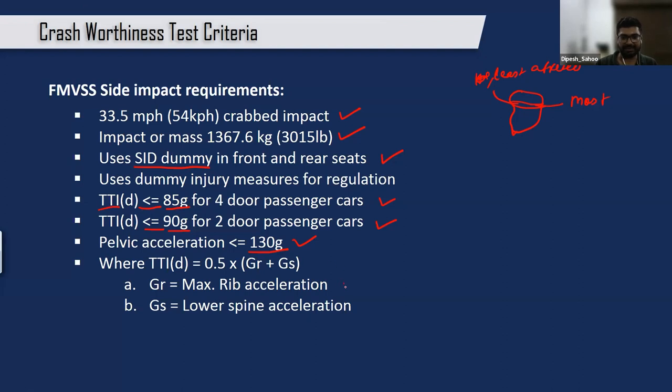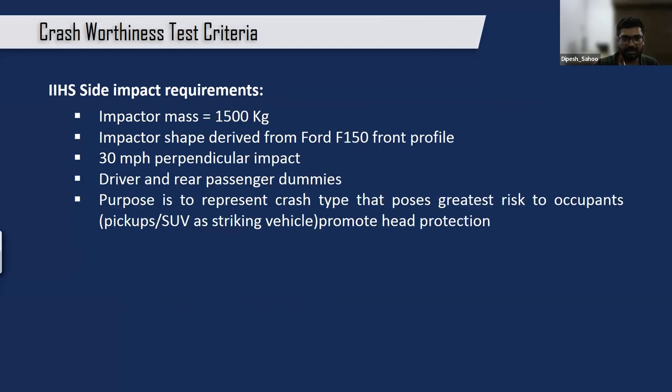Then GR is the max rib acceleration and GS is the lowest spine acceleration. If all these things are correct, then your vehicle is very good for impact. Then the IIHS side impact requirement: you can say 1500 kilos, an impactor shape derived from a Ford front spindle, a 30 miles per hour perpendicular impact, and driver and rear passenger dummies.